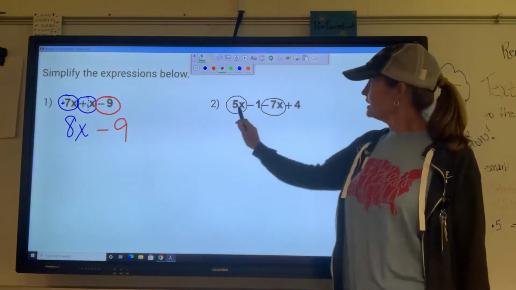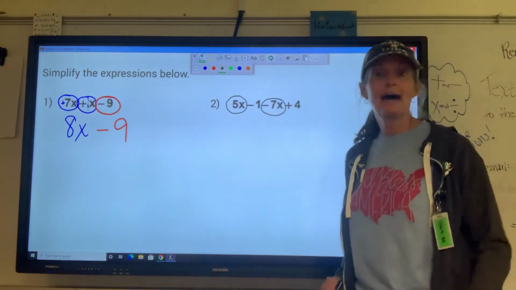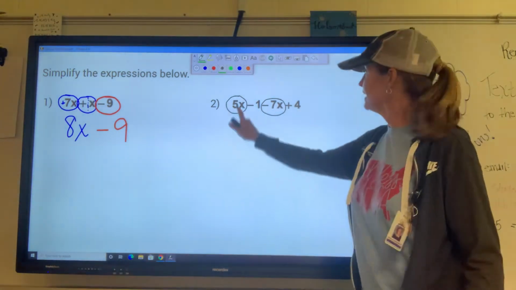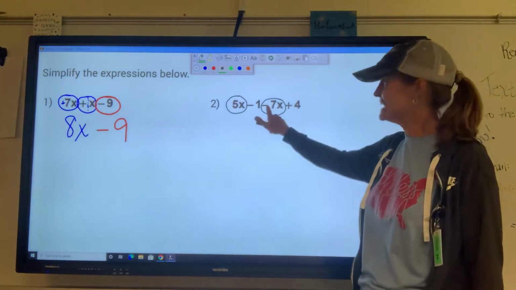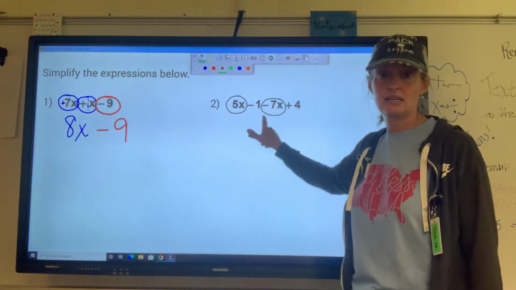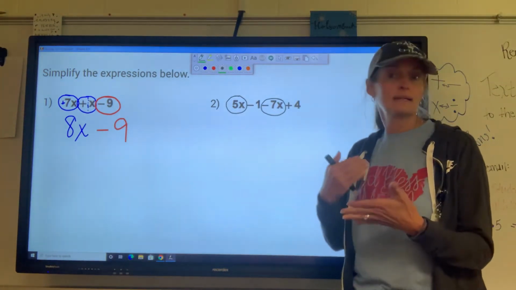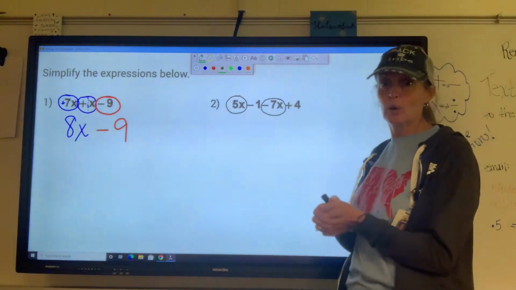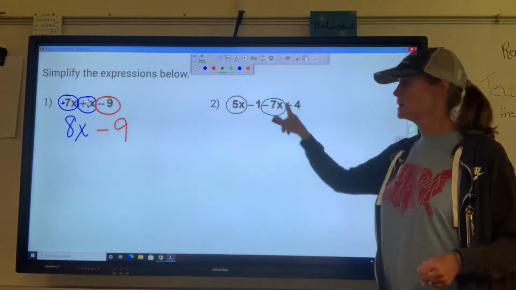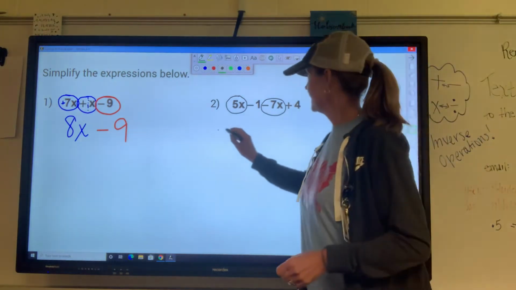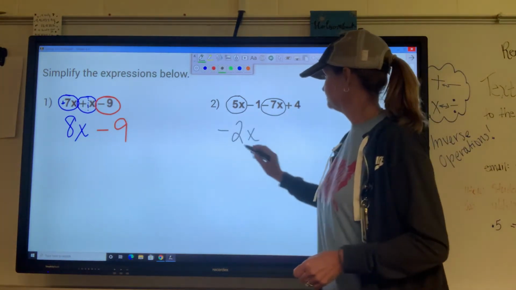All right, so I'm going to combine those two and make one pile of x's. So I have a +5 and I have a -7. Pay attention to that negative sign. They will bite you all the time. All right, +5 minus 7. So that means I have -2x.